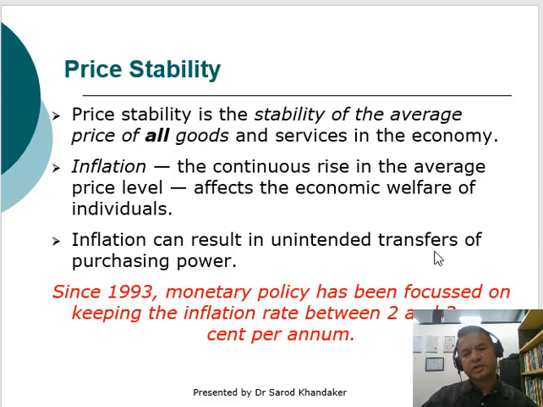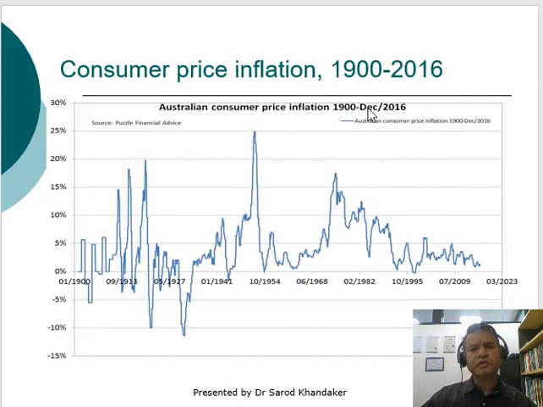So that is how the inflation has been captured. We look at this graph, you'll find the consumer price inflation for Australia, from 1900 till 2016. If you look at the inflation graph, you'll find around 1945 to 1950, the inflation was very high, as high as 25%. However, since then the inflation declined, and the current inflation rate is somewhere here, which is the targeted inflation, 2 to 3%.